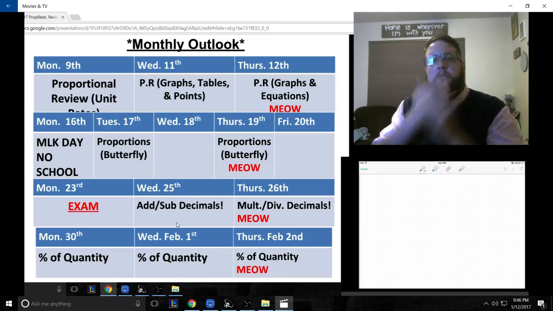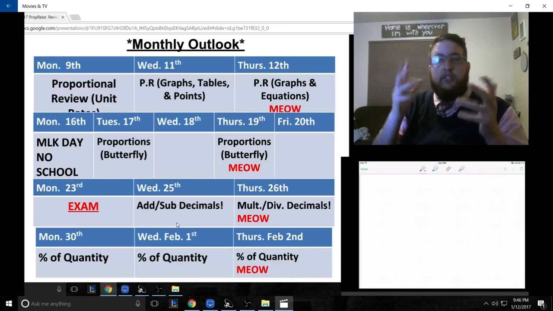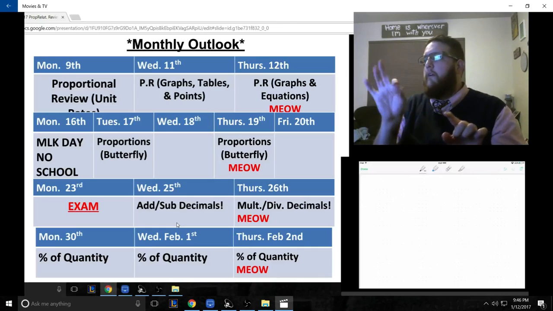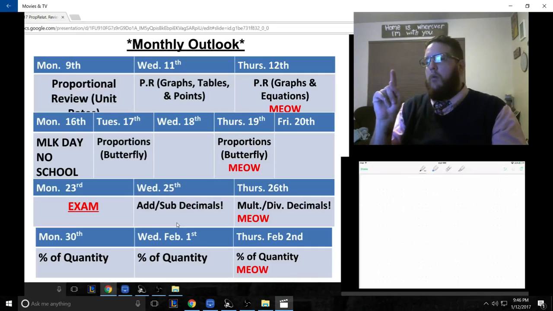After the exam, we'll be getting into decimals. First, we'll be adding and subtracting decimals, and by Thursday, we'll be multiplying and dividing decimals. Once we've gone through decimals, we'll start talking about percent of quantity.